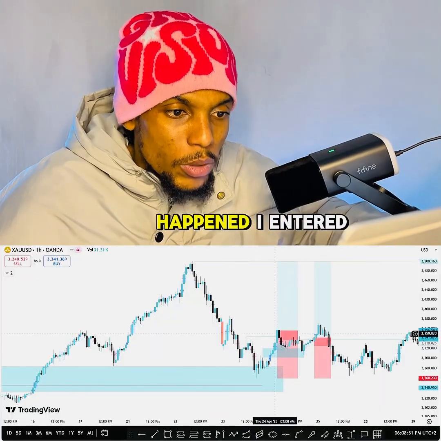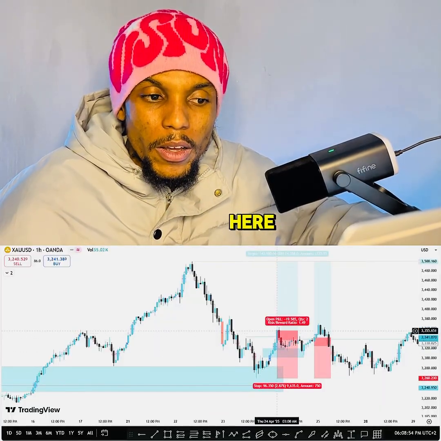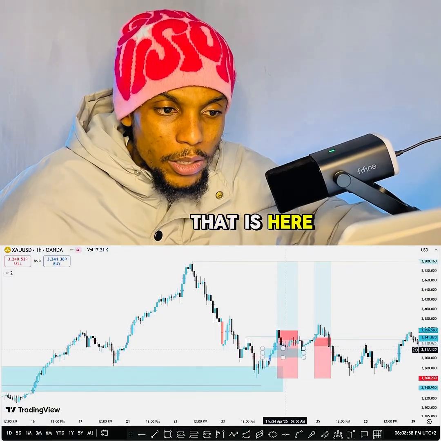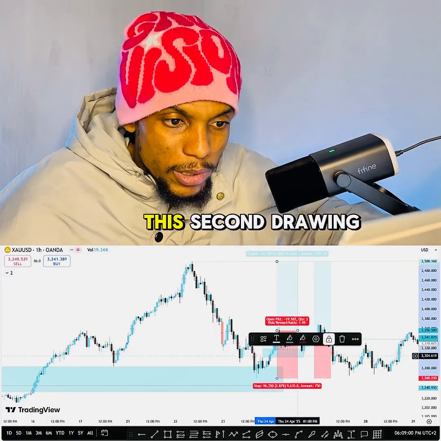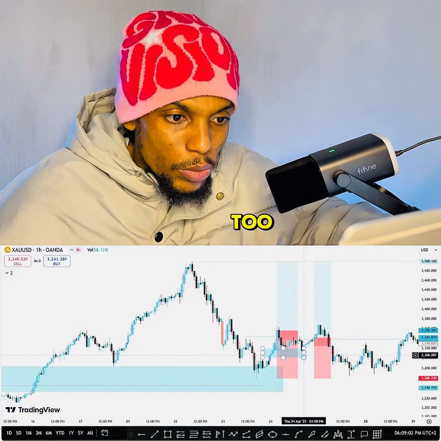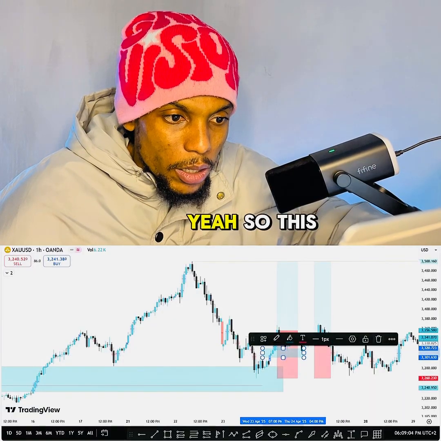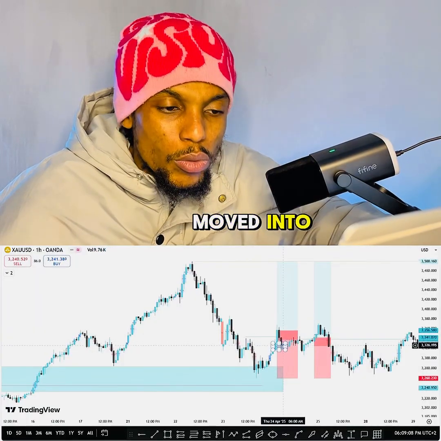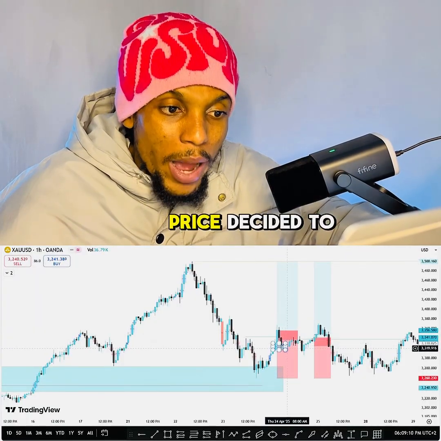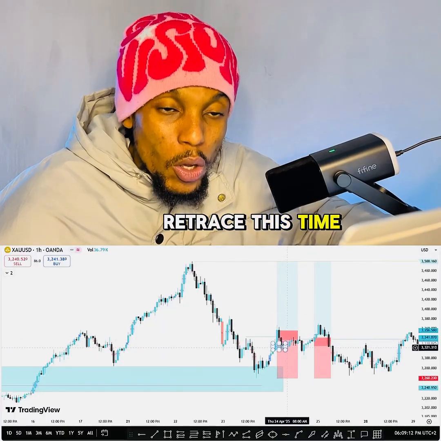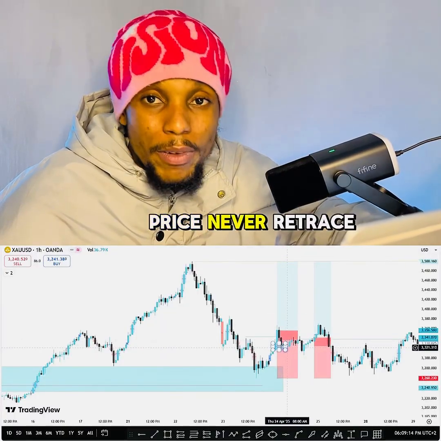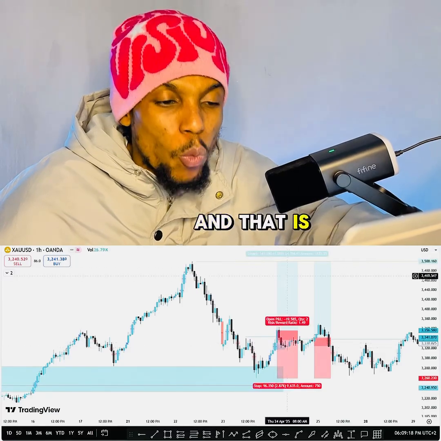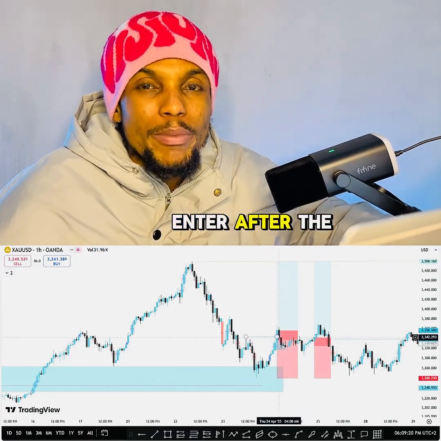So when it happened, I entered this trade from here. And then I was very observant of this particular fair value gap that is here too. I think I have to remove this second one too. Yeah, so this particular fair value gap was where price moved into. I was like, okay, price decided to retrace this time. Unlike the other one, price never retraced into any fair value gap after it broke the high and moved straight to our TP. And that is why I always enter after the break.